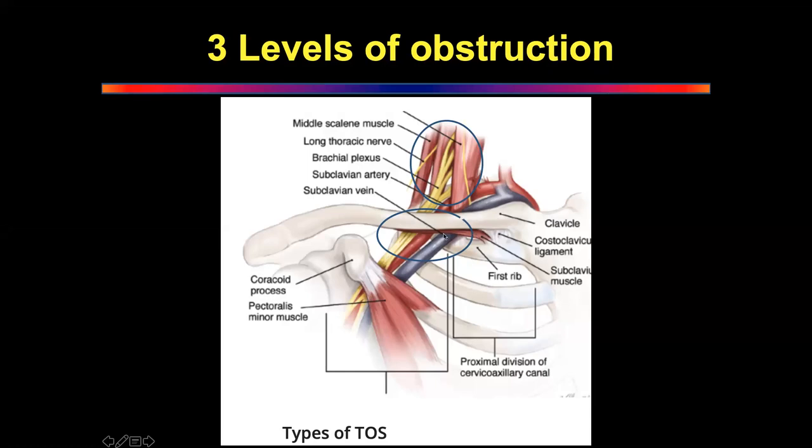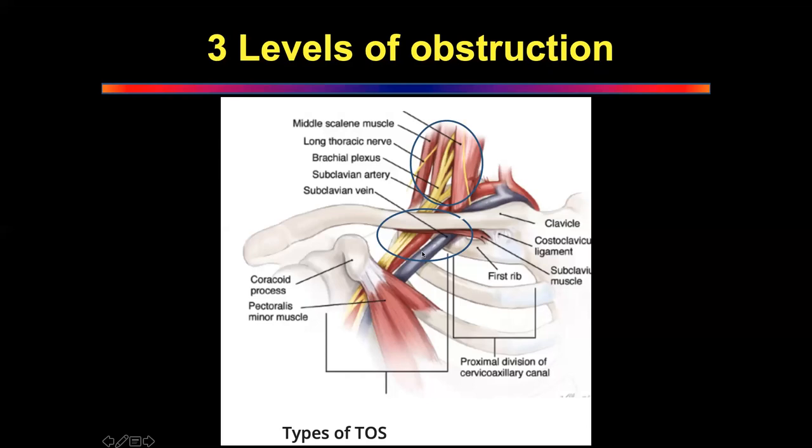Okay, this area has got not only the nerves, here you've got only the nerves, but in this area you've got the first rib here below, you've got the clavicle on the top, and you've got the vein, artery, and the nerve.